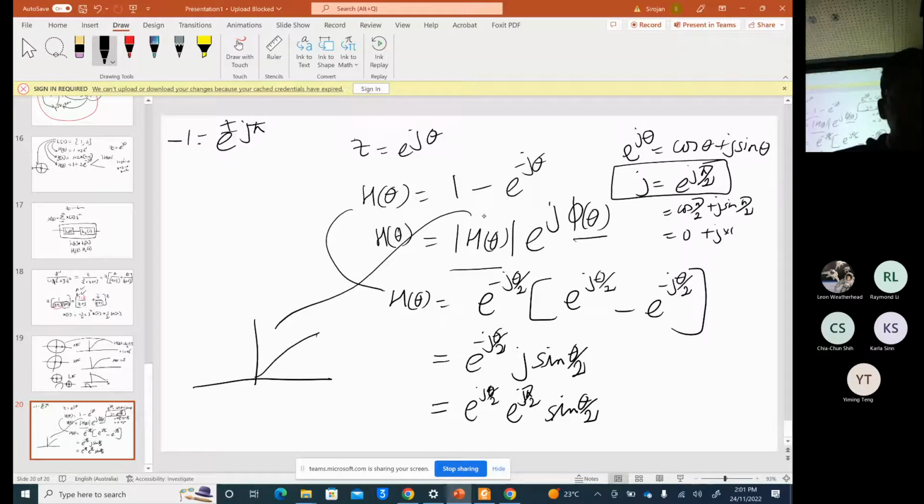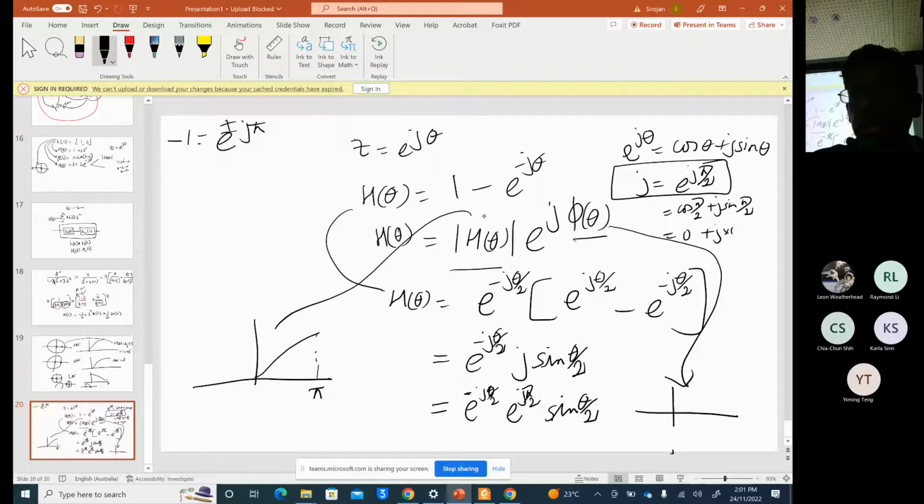So at pi, this is pi by 2, that is 1. Okay, so that is the magnitude response. And the phase response is pi by 2 plus pi by 2. Sorry, it is minus. So negative gradient with pi by 2 plus pi by 2. So at 0, it is pi by 2. So likewise, and here it is this one.